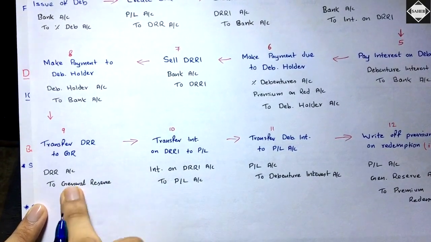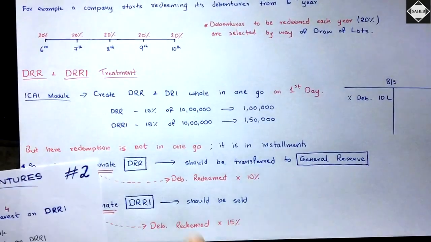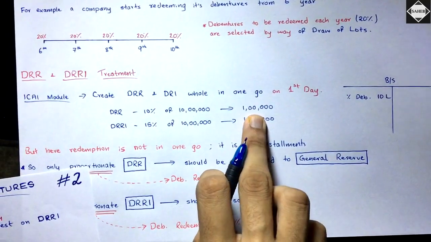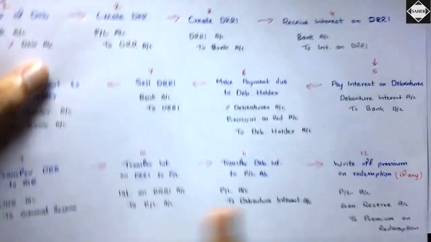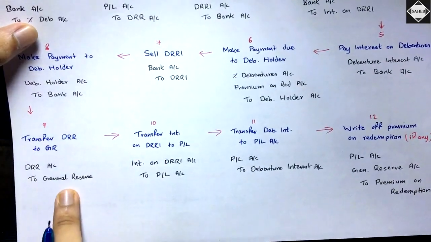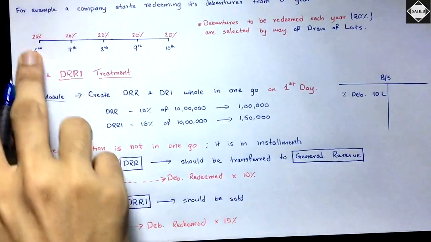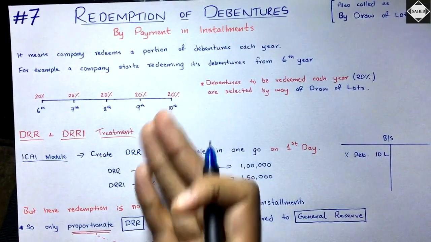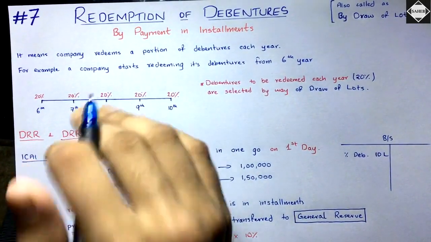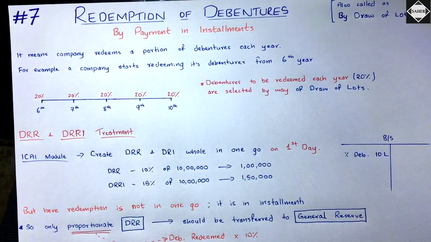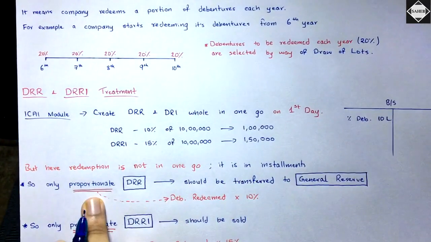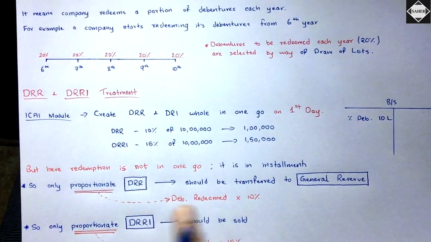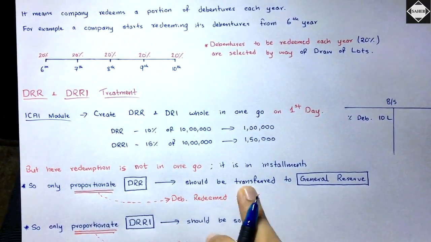DRI be proportionate, DRR be proportionate. Now how are you going to do that? It's very simple. See here, DRR you have created of 1 lakh. So that entire 1 lakh cannot be sent to general reserve. You can't transfer that entire 1 lakh to general reserve in the 6th year. It's illogical. Why? Because you have to redeem these debentures, and the debentures will be there in the company. So you can't just directly transfer the whole 1 lakh to general reserve in the 6th year. What you have to do is transfer only proportionate DRR.